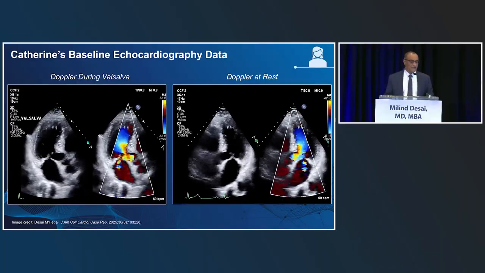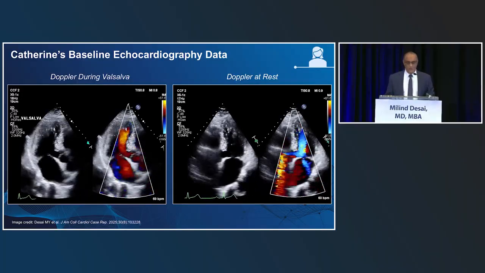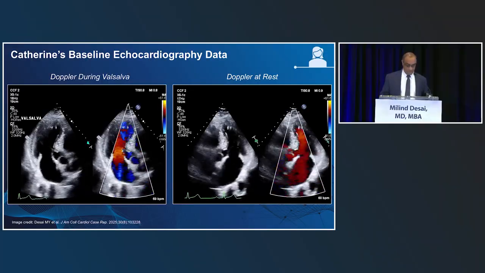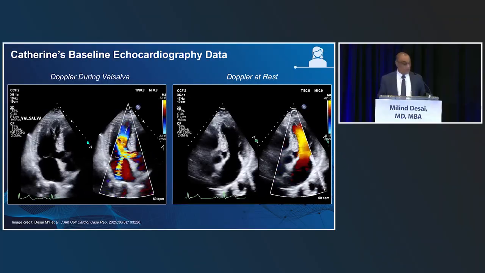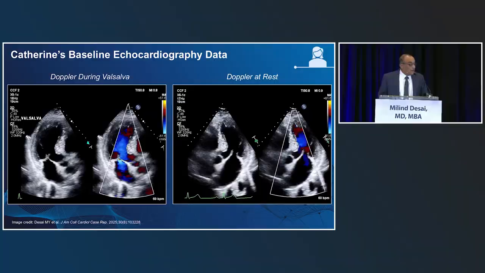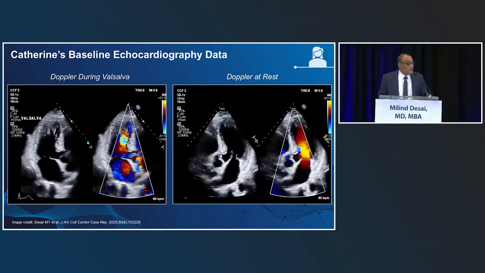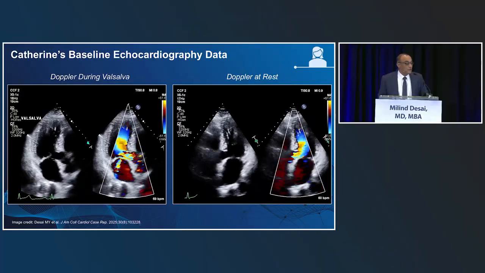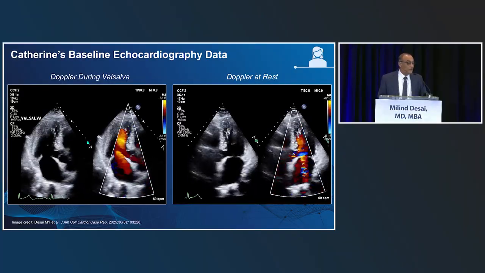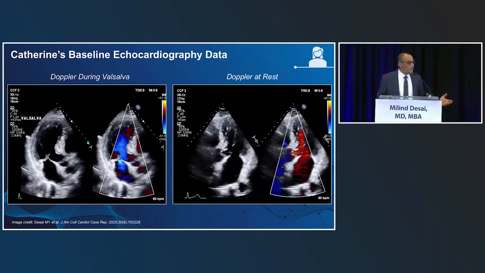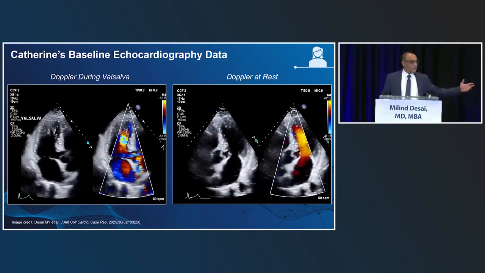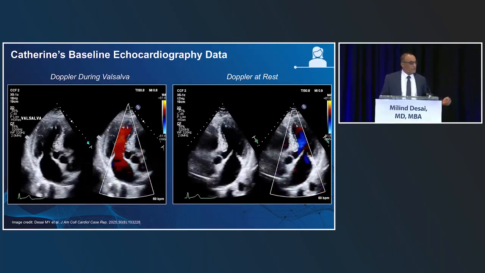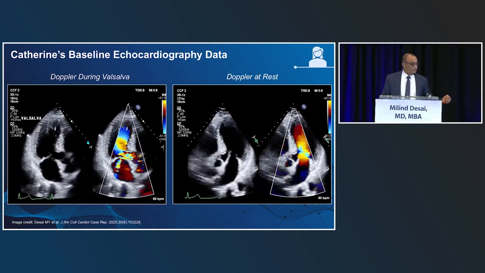So, Catherine's baseline echo data at rest on the right shows what? There's some degree of SAM and some degree of basal septal hypertrophy. If you look at the images on the right, there's a fair bit of SAM, contact SAM, with turbulence in the outflow tract and a posteriorly directed jet of MR. So, what is everybody thinking?